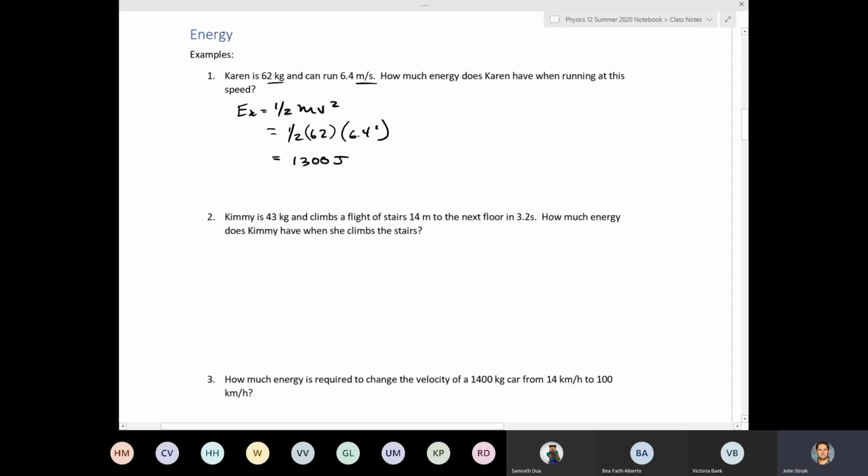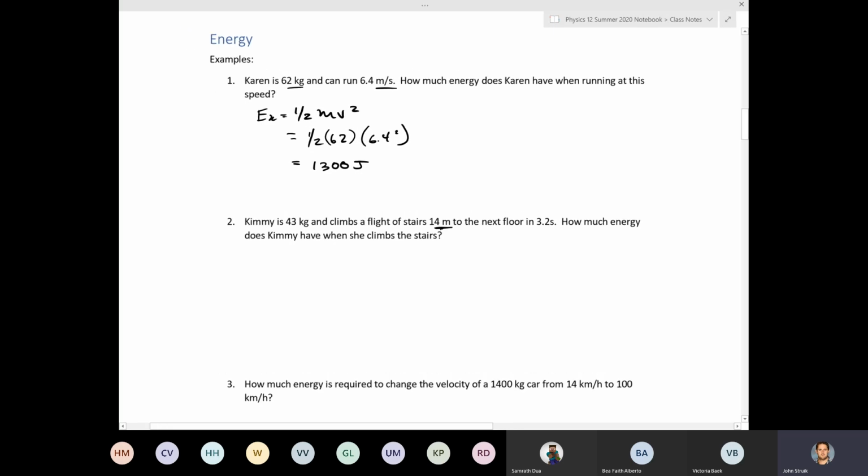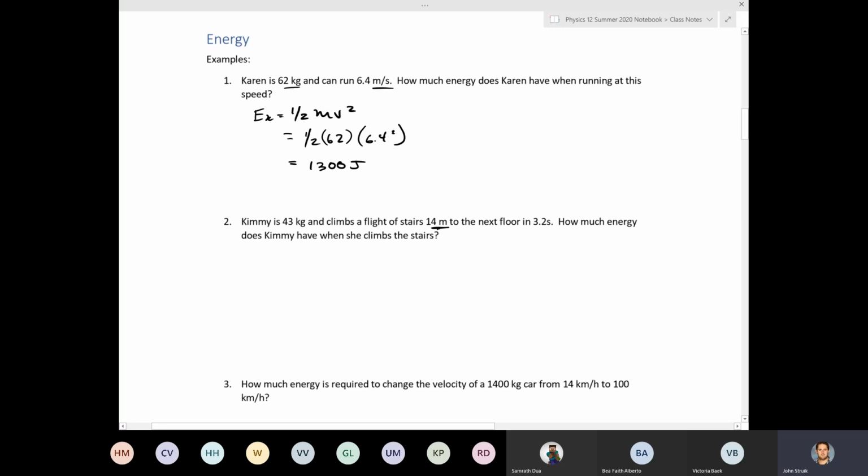So again, it's asking how much energy, and so we need to figure out what types of energy are at play here. Now, she is moving, okay? She's climbing the flight of stairs 14 meters, but it doesn't say anything about changes in velocity. If her initial velocity is whatever number and her final velocity is the exact same number, then there is no delta EK. The only thing that's changing is her height. She ends 14 meters up on the next floor, and so she has a change in EP.